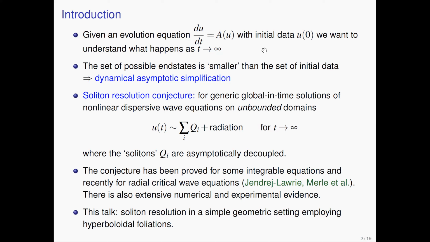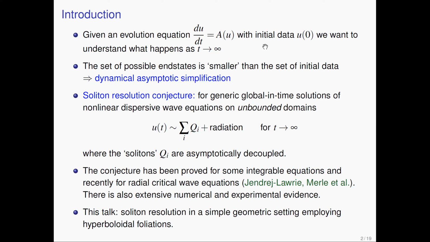So you have some function of time, u, and spatial variables which evolves in time, and A stands for some nonlinear partial differential operator, and you start with some reasonable initial data. And you want to know what happens as time goes to infinity. And I'm assuming here that we know a priori that all solutions enjoy global in-time regularity.